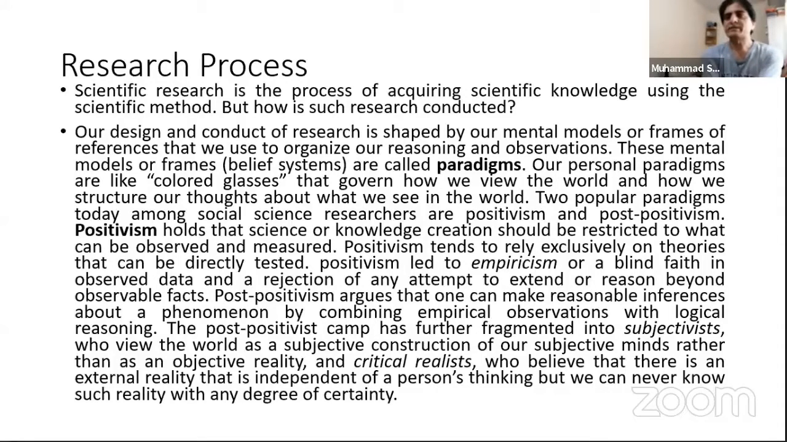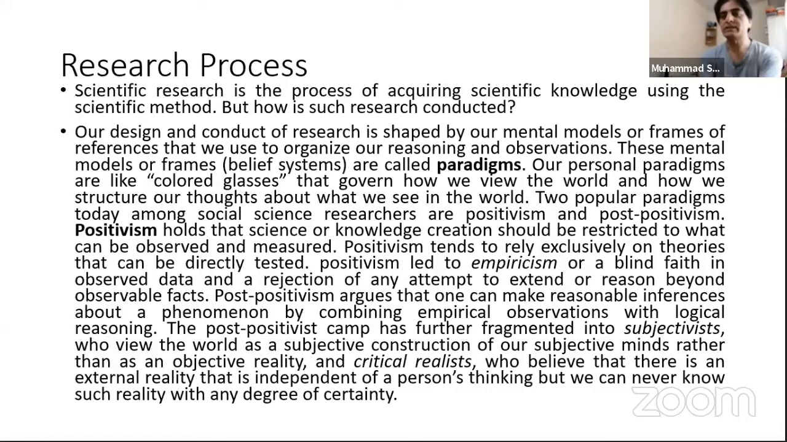Two popular paradigms today among social science researchers are positivism and post-positivism. Positivism holds that science or knowledge creation should be restricted to what can be observed and measured. Positivism tends to rely exclusively on theories that can be directly tested. Positivism led to empiricism, or a blind faith in observed data and a rejection of any attempt to extend or reason beyond observable facts.